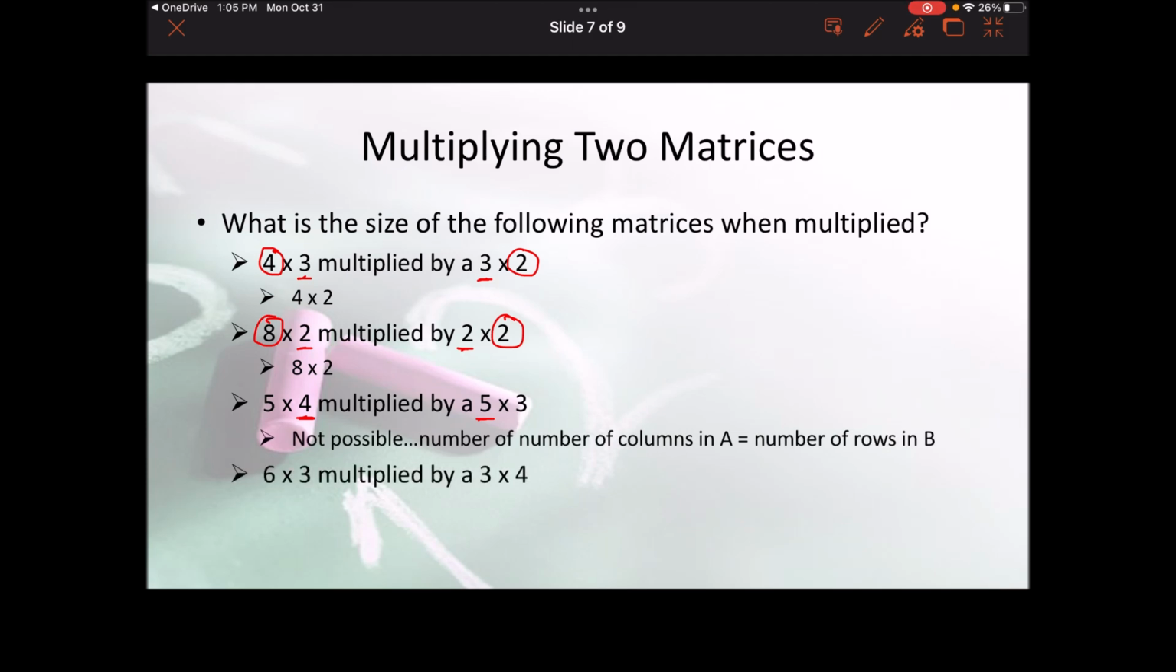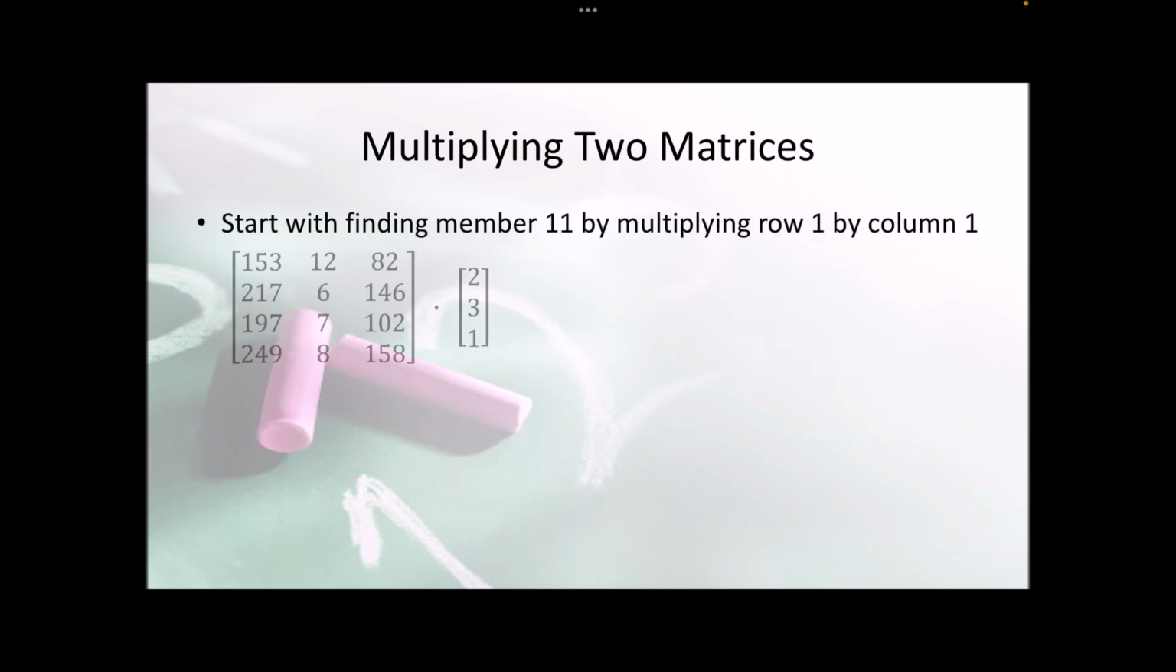If I did a 6 by 3 by a 3 by 4, since the number of columns in my first matrix equals the number of rows in my second, I can multiply, and I'm going to have a 6 by 4 matrix as my answer. So now let's actually multiply two matrices together.